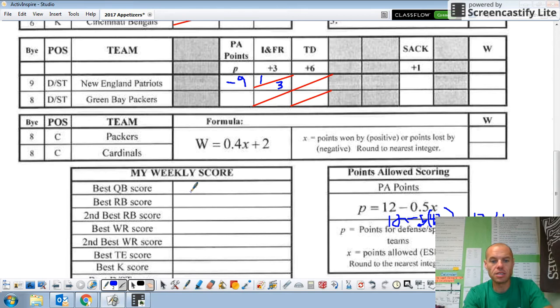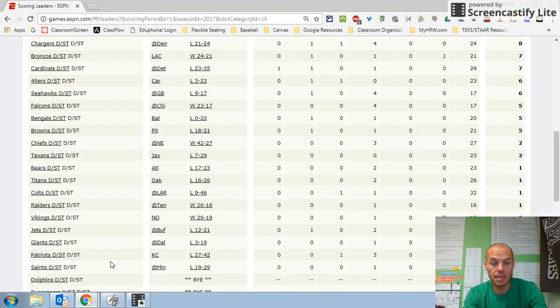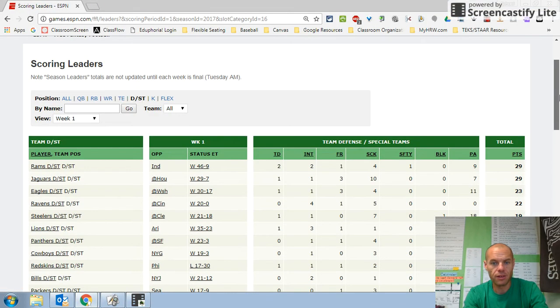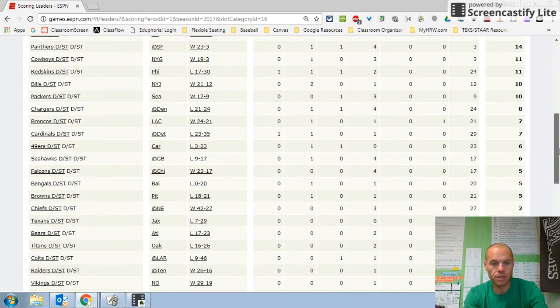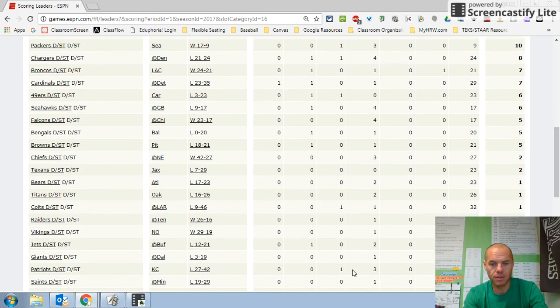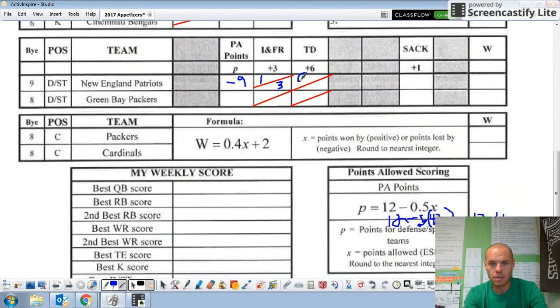I'm looking for any touchdowns that they might have scored. The defense touchdowns is in the first column. So I scroll down until I find the Patriots, and they had 0. So I'll put 0 for 0 points.